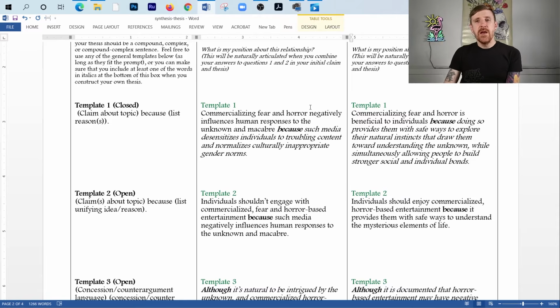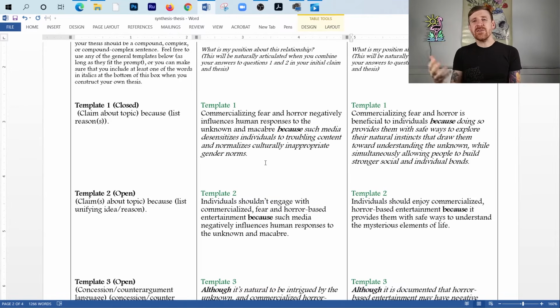There you have it. And then we have, because such media desensitizes individuals to troubling content and normalizes culturally inappropriate gender norms. And so now you can actually see exactly where my paper is going. I'm going to start with desensitization and why that's a negative influence from commercializing fear. And then I'm going to talk about inappropriate actions, particularly in relation to gender norms, and why that is a negative kind of influence due to commercializing fear.